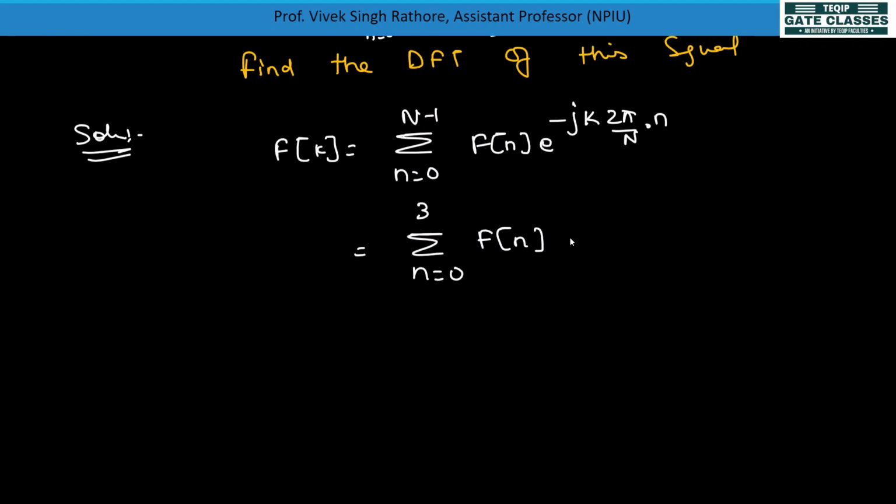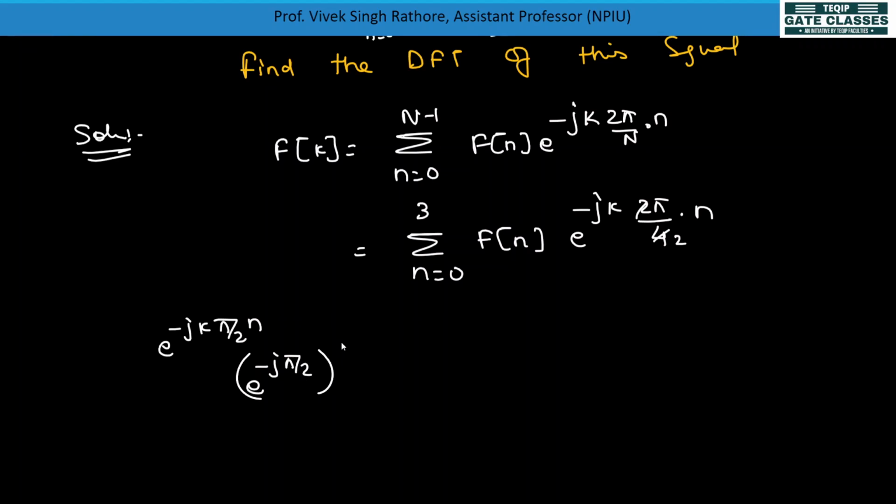Then e to the power minus jk 2 pi by n, where n is 4, so 4 into n, this is pi by 2. So I will write here e to the power minus j k pi by 2 n. You can also write it as e to the power minus j pi by 2 to the power k n.